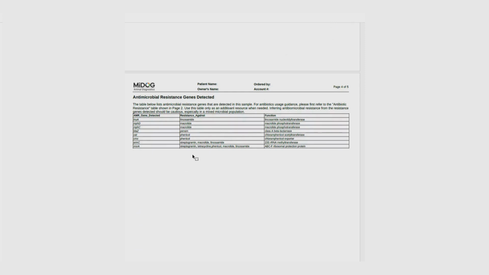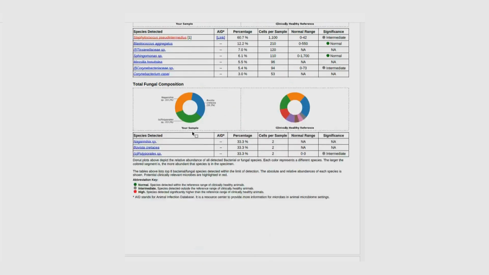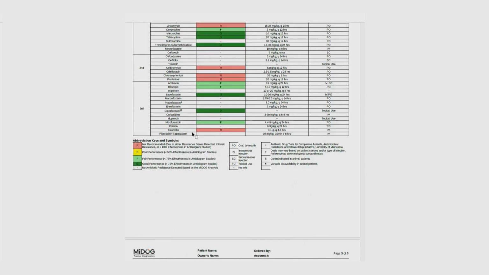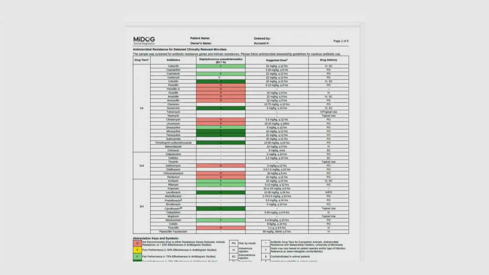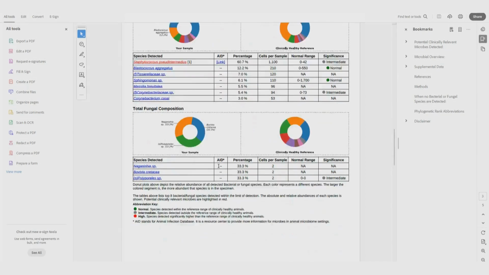Finally, on page 4, we show the antimicrobial resistance genes detected in our test. These are specific genes that encode resistance to the drugs indicated in the second column of this table. We can cross-reference this list to what we see in page 2. For instance, we see that this microbe possesses macrolide resistance. And when we scroll up back to page 2, we can show that our pathogen, Staphylococcus pseudintermedius, does encode resistance to macrolides.